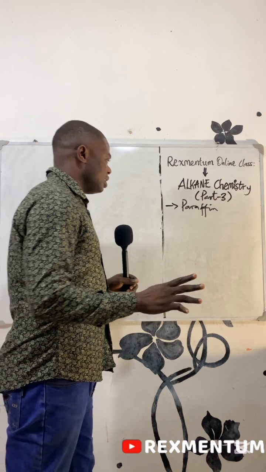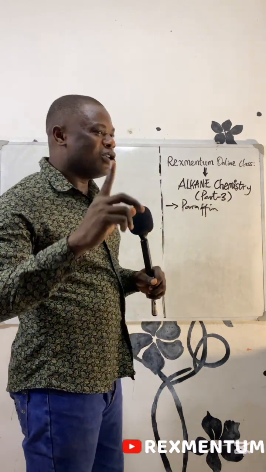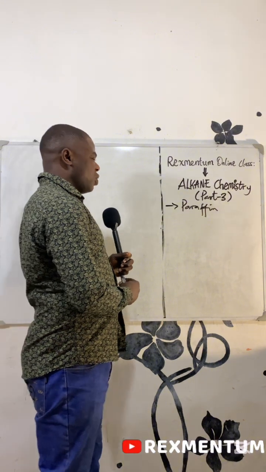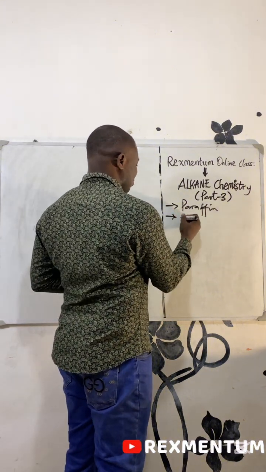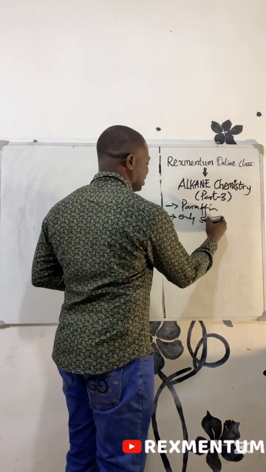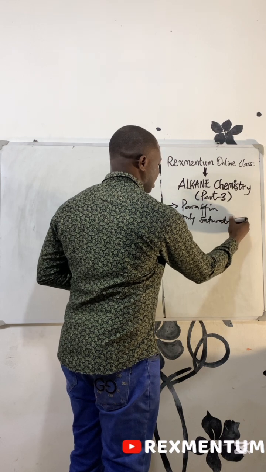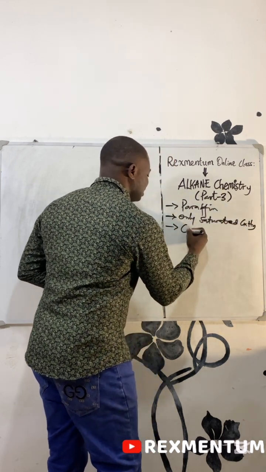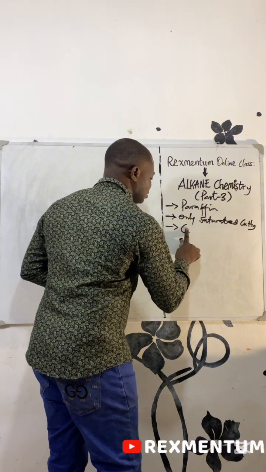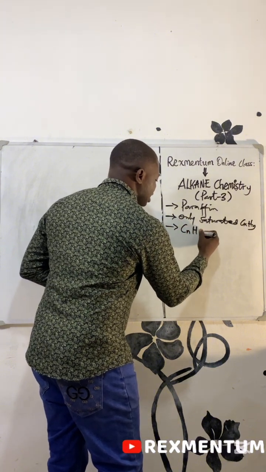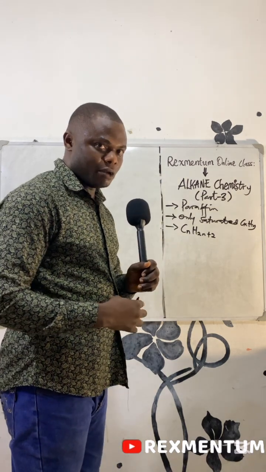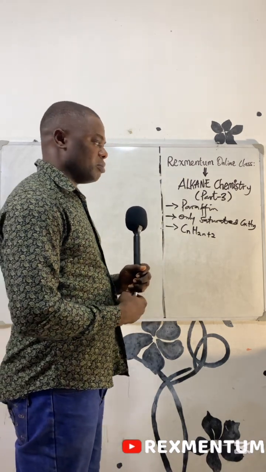Not just that, we need to know that alkane is the only saturated hydrocarbon. Alkane is the only saturated hydrocarbon. Of course, it has CnH2n+2 as its general molecular formula. So that is the general molecular formula of alkane.